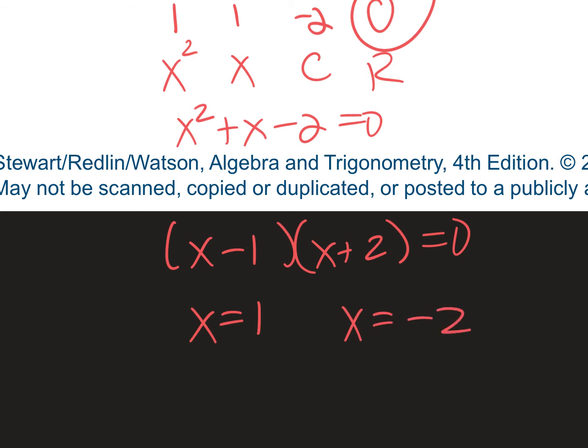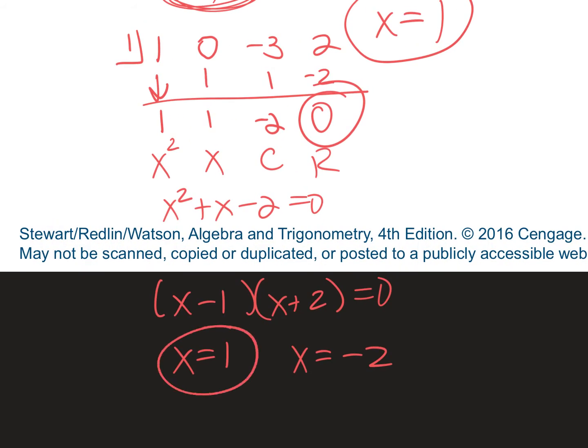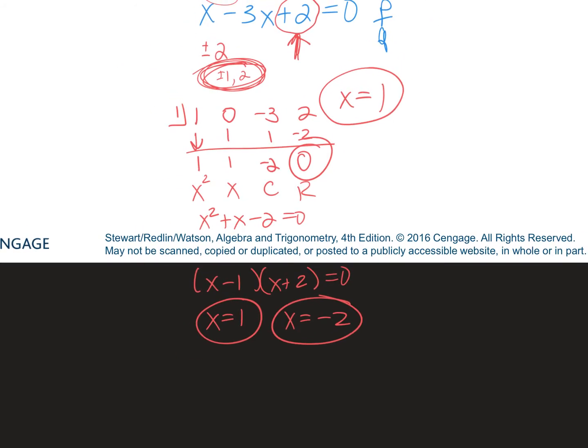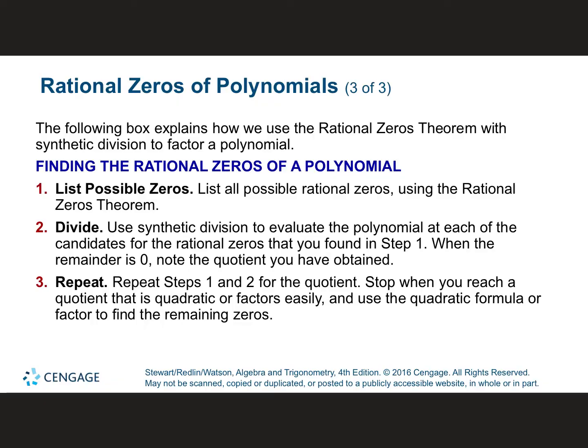So what are the rational zeros? What are your zeros for this function? x equals 1, x equals 1, and x equals negative 2. If I asked you, is there multiplicity, what would you tell me? Yes. How many times? Twice. Where? At x equals 1. Good, Sarah. Okay, let's go to the next one.